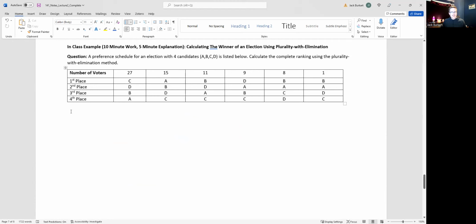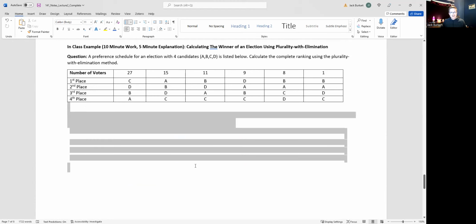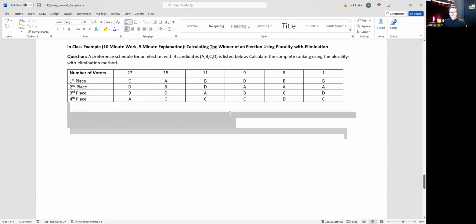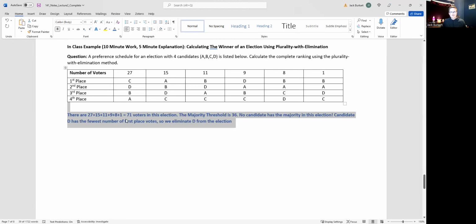All right. Hopefully everyone had some good practice tabulating the results of this particular election. When we're doing plurality with elimination, we should first know what the majority threshold for that election is. That's a very important number to know, because once one candidate has the majority of the votes, the election ends. In this election, there are 71 voters, making the majority threshold 36. If I look through all the candidates, none of them have the majority.